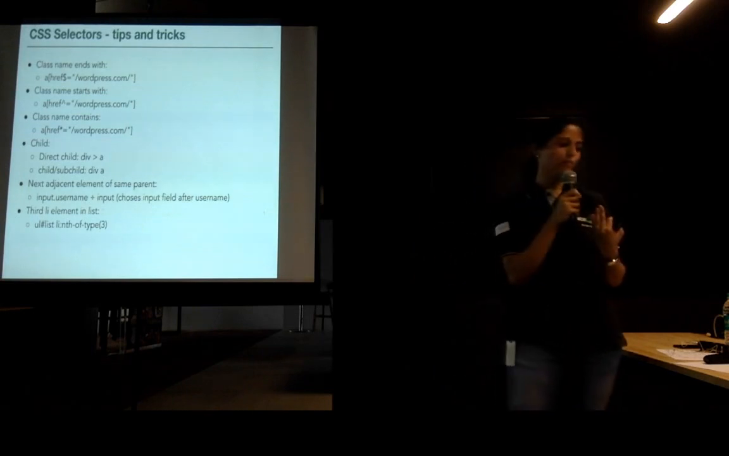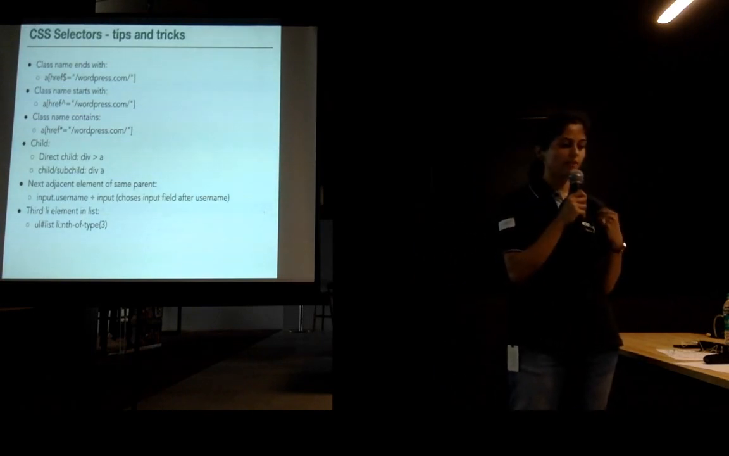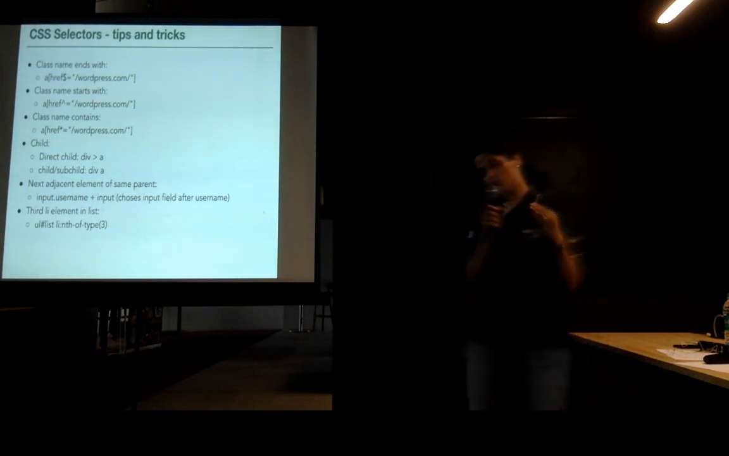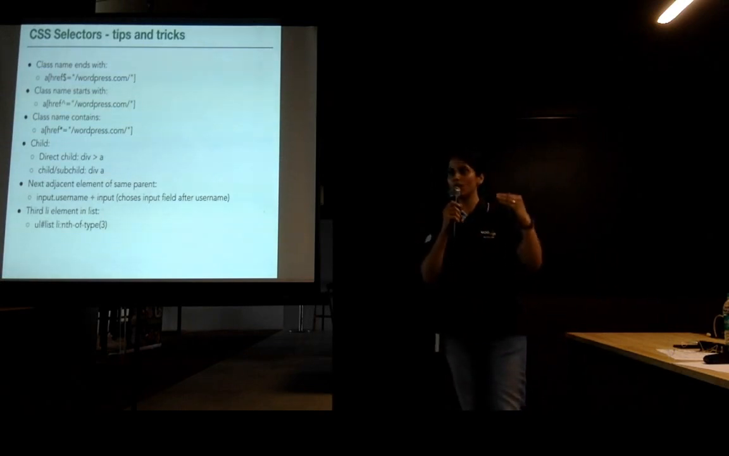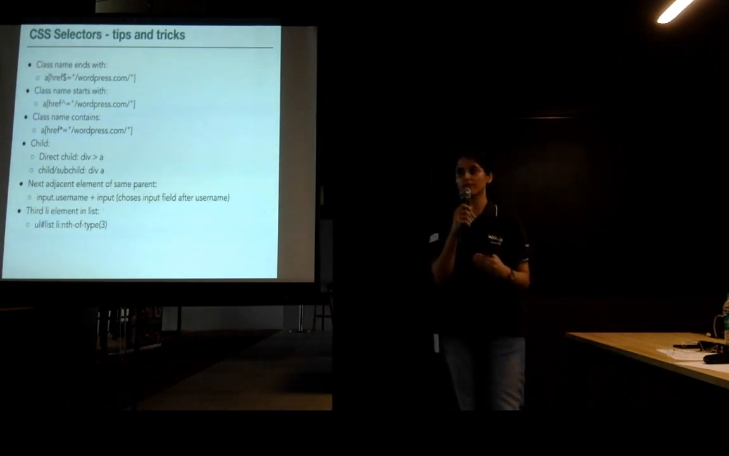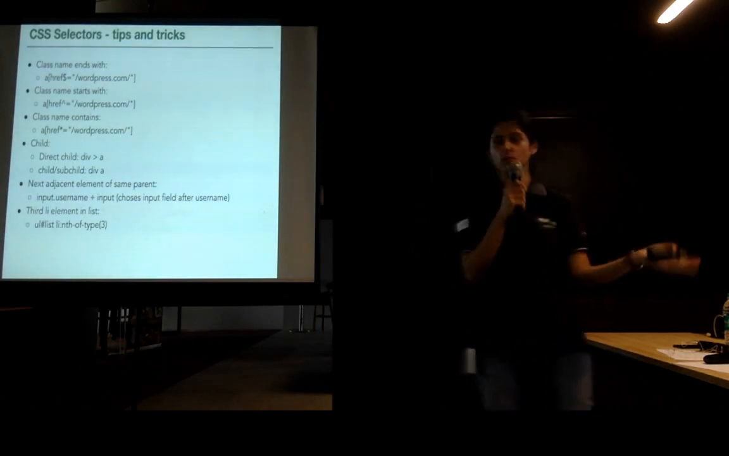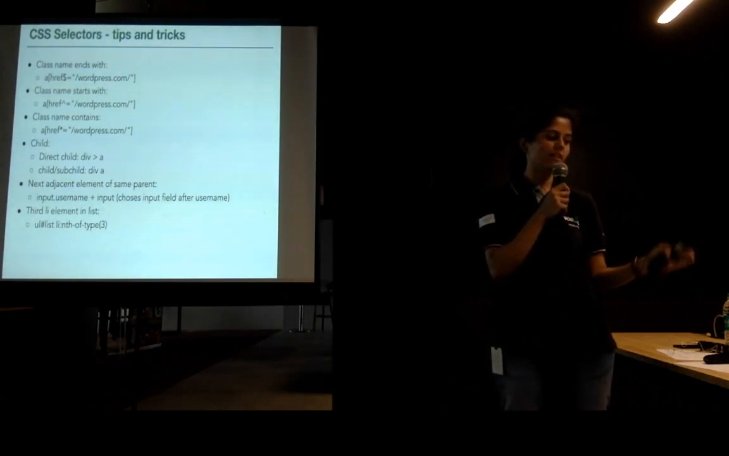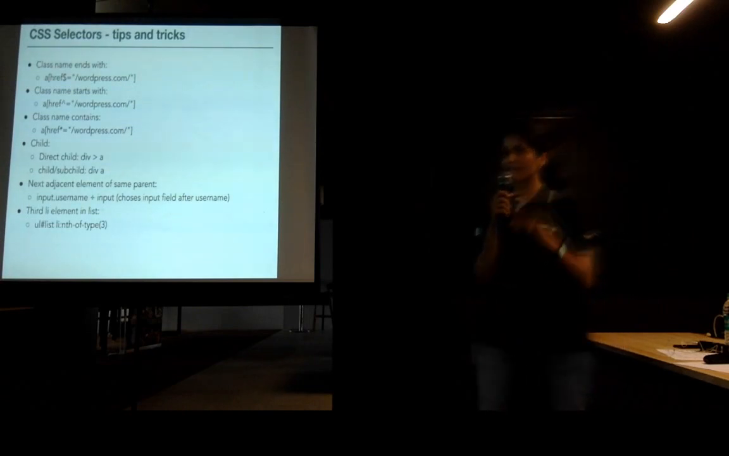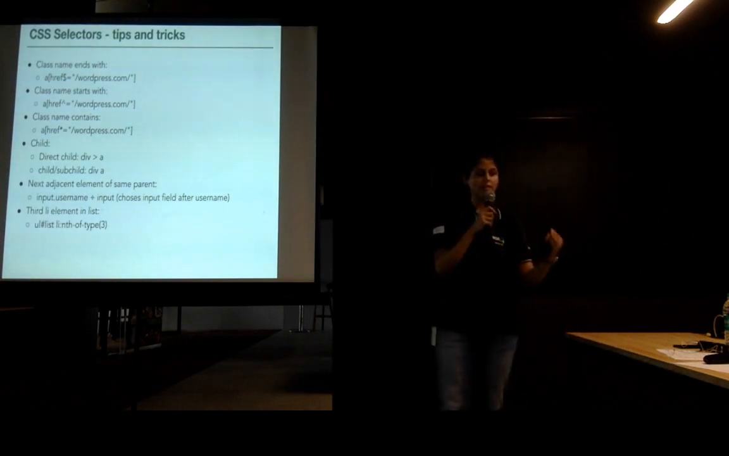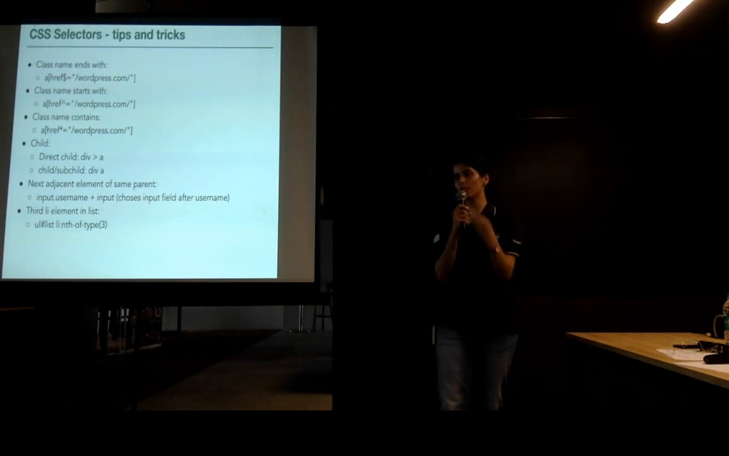Now, if you want to access the next adjacent element of the same parent. So if you see the HTML and you have one page, there can be n number of children inside. Suppose I have an input class with a username. It says input.username. And then I want to access one more input which is next to that input. So I use it like input.username plus input. So plus is a symbol just for using the adjacent element.